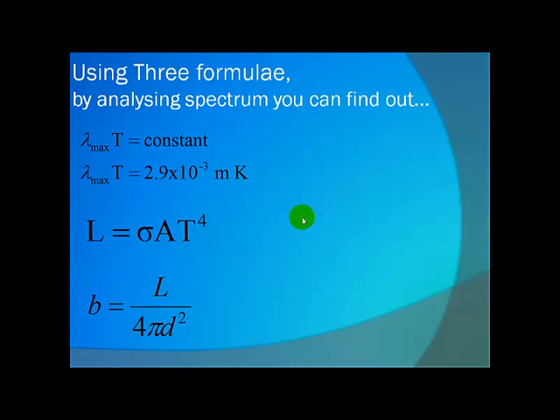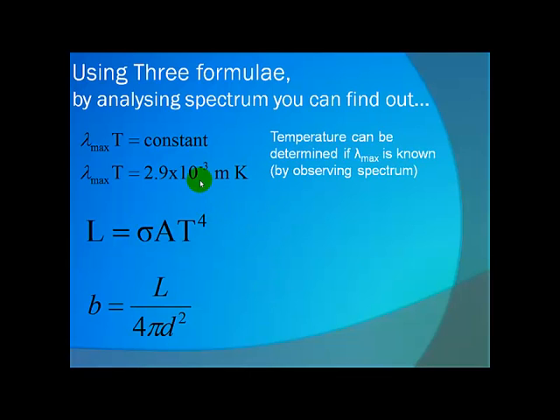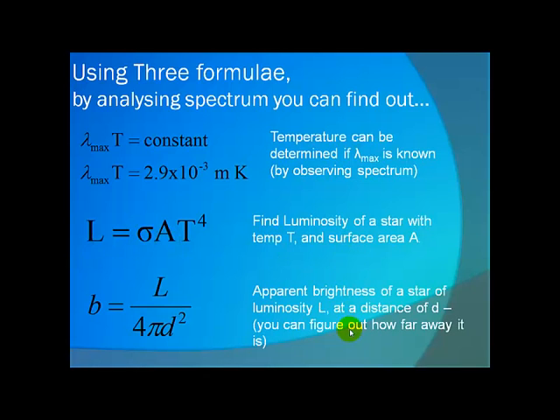So by using these three formulae, the Wien's displacement law, the Stefan-Boltzmann equation, and the brightness is equal to luminosity divided by 4 pi d squared, we can find out many factors about the star. If you know lambda max, you can work out the temperature. If you know the temperature and you know the area, you can work out the luminosity. If you know the luminosity and you know the apparent brightness, the way it appears to be to you, you can work out the distance that it is away from you.